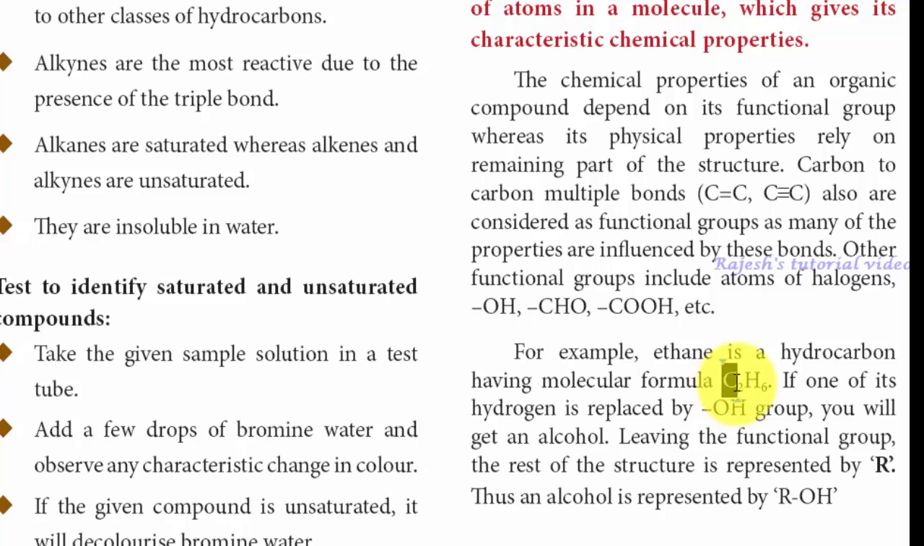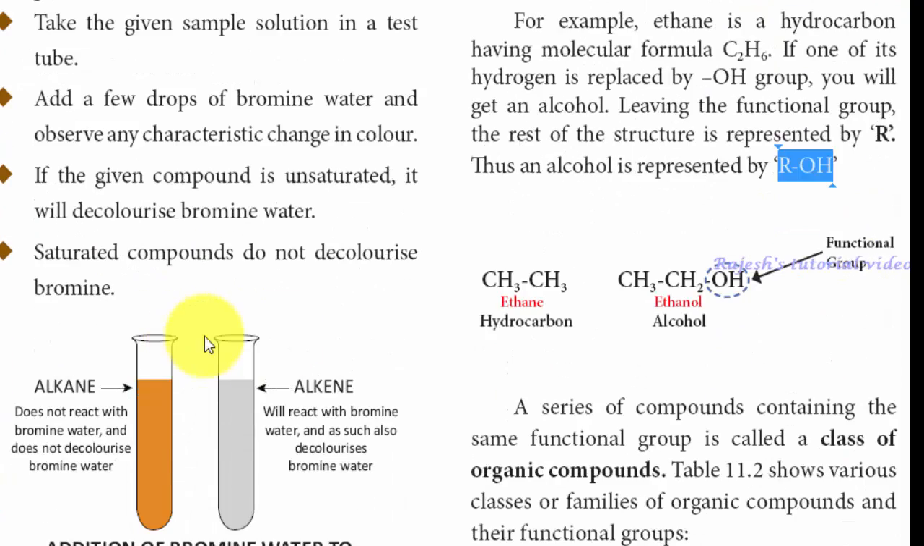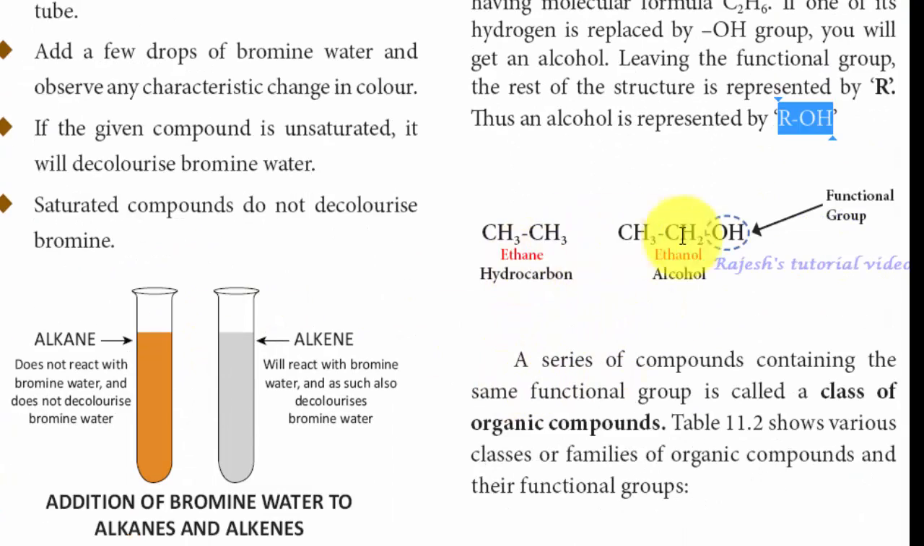Its molecular formula is C2H6. When one hydrogen of this ethane is replaced by OH, it becomes C2H5OH. So it is ethyl alcohol, an alcohol compound, and it is represented by ROH. That is, R is alkyl group, ethyl group here, and OH. So ethyl alcohol. A series of organic compounds containing the same functional group is called a class of organic compounds.